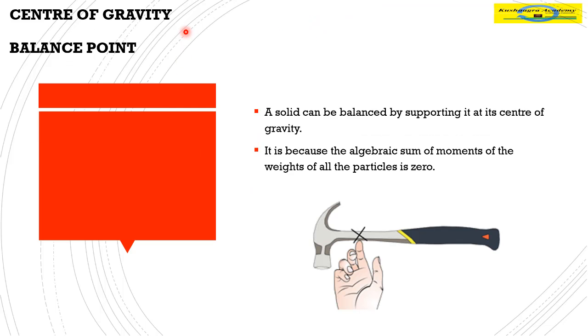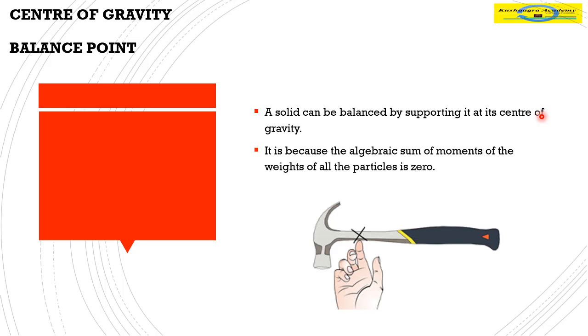Center of gravity can also be understood by the balance point. A solid can be balanced by supporting it at its center of gravity. Why can it be balanced? Because at the center of gravity, the sum of the clockwise moment will be equal to the sum of the anti-clockwise moment.